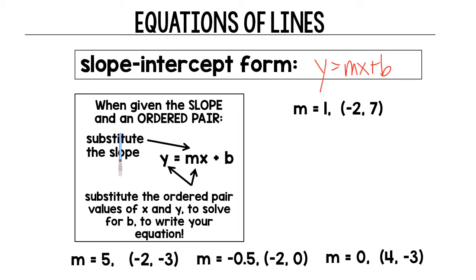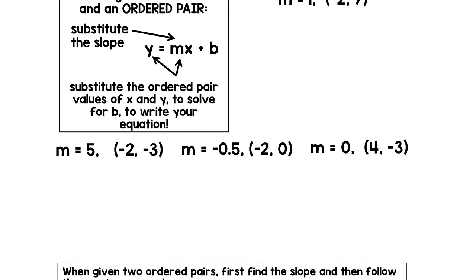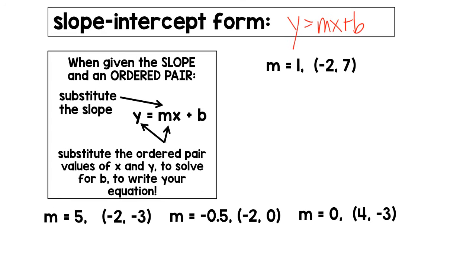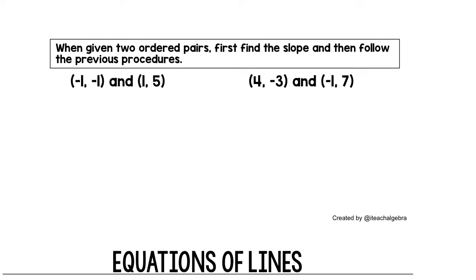Let's look down here at what it's talking about. When given the slope and an ordered pair, we can substitute in the slope for m and substitute the ordered pair values of x and y to solve for b to write your equation. You know what? We're going to skip that part because there's a better equation to use than that one. So all we want to know for now is this right here, y equals mx plus b. Know that. Moving on.